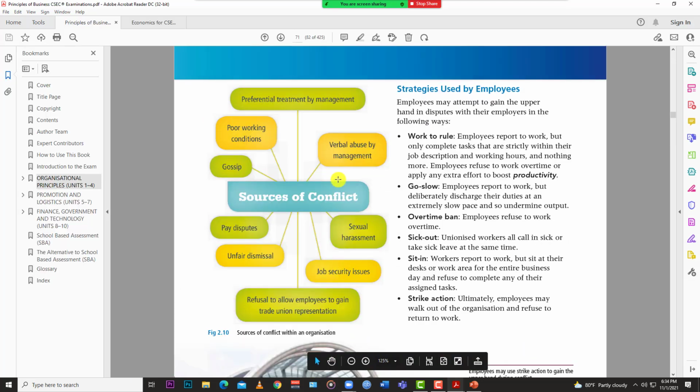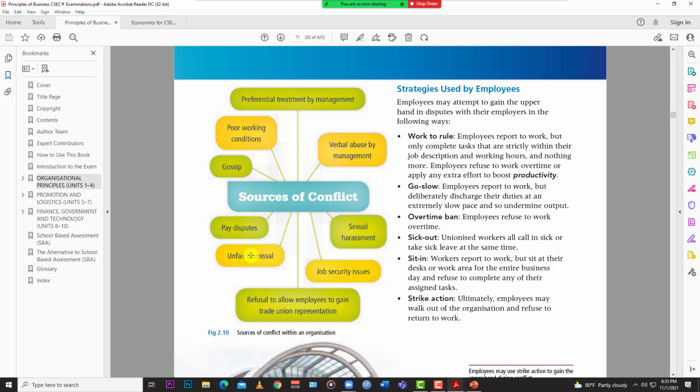Alright, so here we have some sources of conflict right here. And so we have gossip, as we stated earlier. That's a cause of conflict within a company. Unfair dismissal, so people getting fired for things they don't even know what they did. You know, some boss get vexed with you, they abandon our procedure and just fire you. That can cause real conflict.